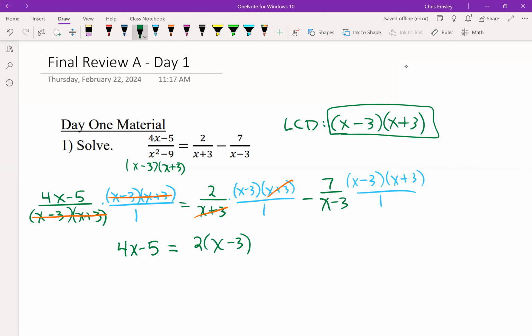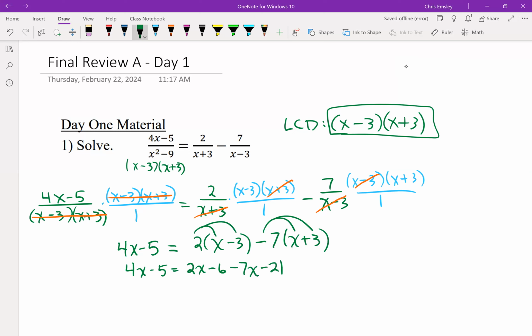And then don't lose that sign, it's minus, and here it's the x minus 3's that cancel, so I'm left with minus 7 times x plus 3. This is now an easier solve. I need to go ahead and distribute on the right-hand side. So I have 2x minus 6. Be careful, we are distributing a negative 7 here, so watch your signs. It's minus 7x minus 21.